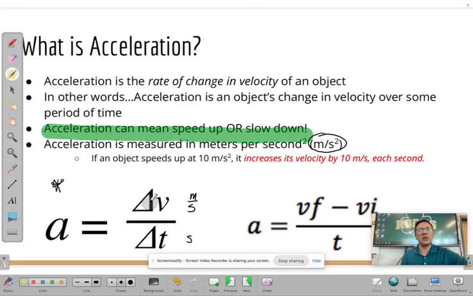Okay, so that basically means if it started from 0 meters per second, after 1 second, it would be moving 10 meters per second. And if we wait 1 second longer, it should have increased by another 10 meters per second to 20 meters per second at that point.